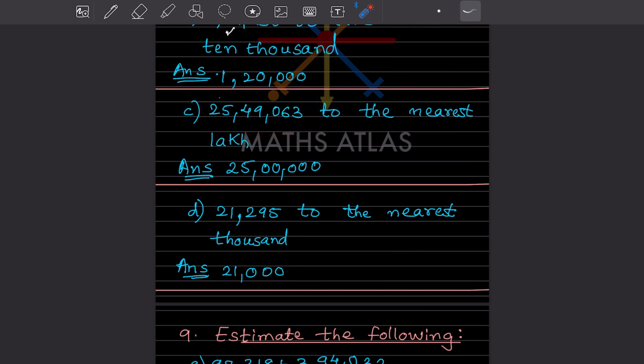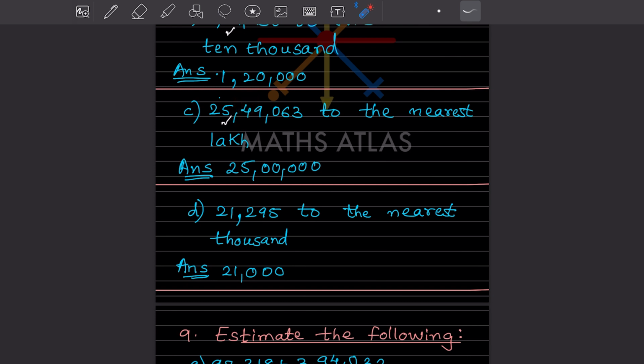Now we will go for the next one. It says that this number we have to round to the nearest lakh. Okay, so where is lakh? Ones, tens, 100, 1,000, 10,000, and this place is lakhs, isn't it? So we are going to put a tick mark over here, just to concentrate. Now look at here, and we are going to see the next number. So next number is what? 4. So 4 is less than 5.